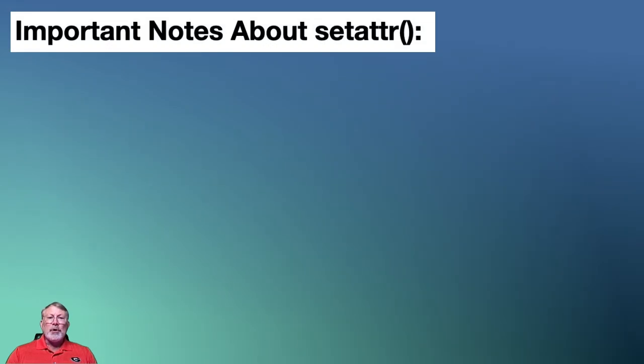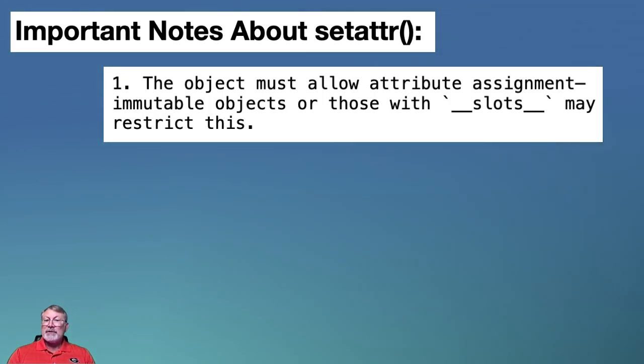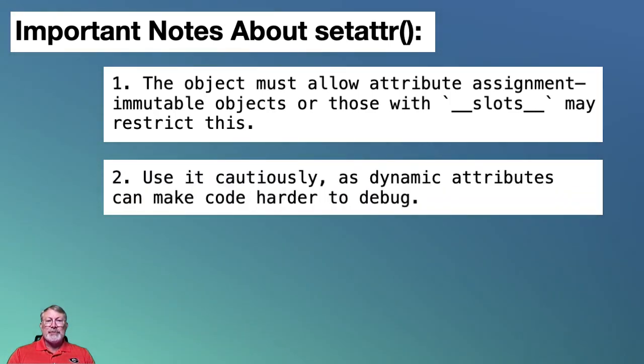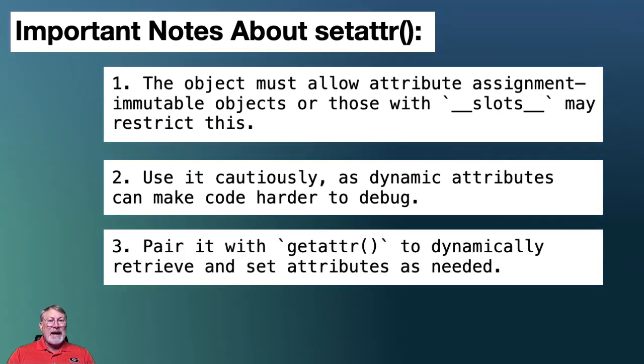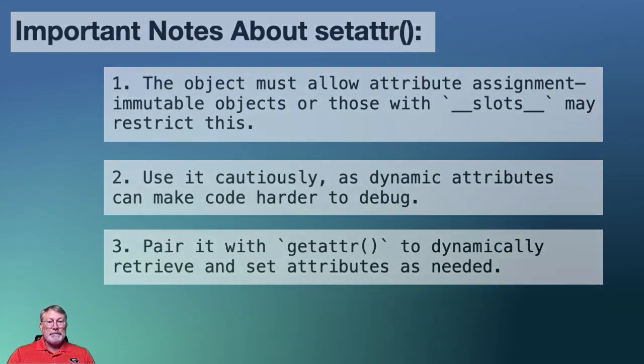Here are some important points about the setattr function. The object must allow attribute assignment. Immutable objects, or those with slots, may restrict this. Use it cautiously, as dynamic attributes can make code harder to debug. You can pair it with the getattr function to dynamically retrieve and set attributes as needed.